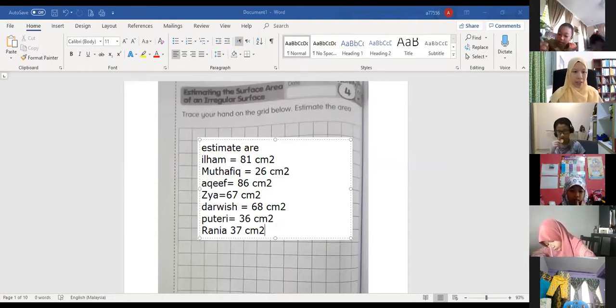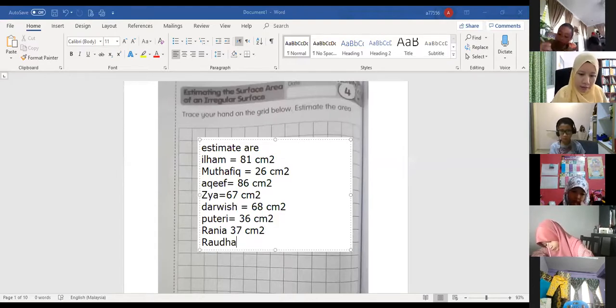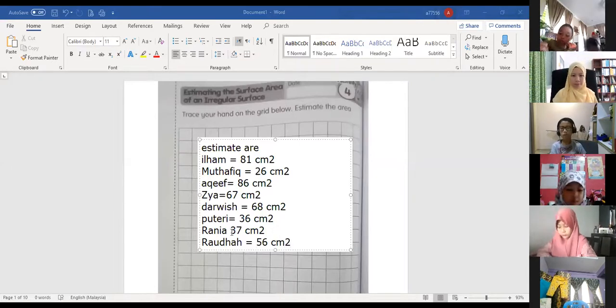Rauda, 56 cm. Okay, Rauda. Give me 56 cm squared.